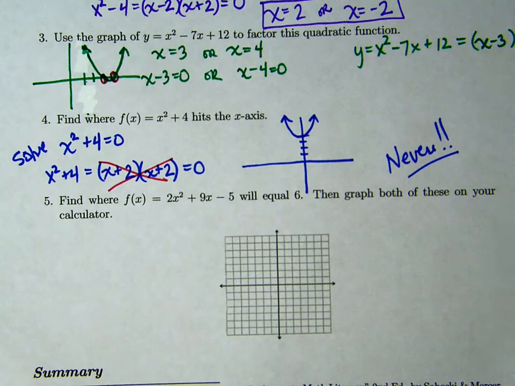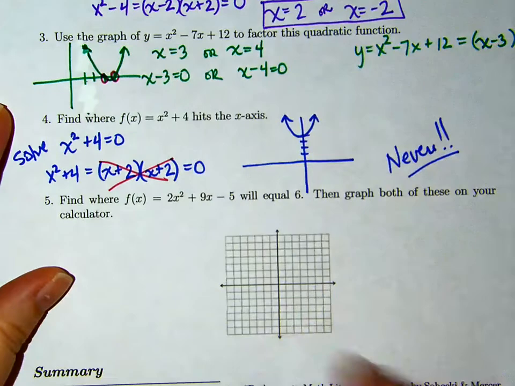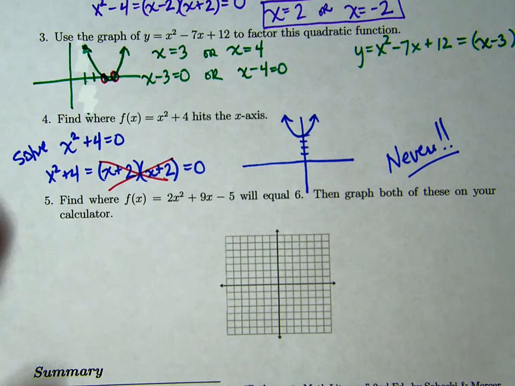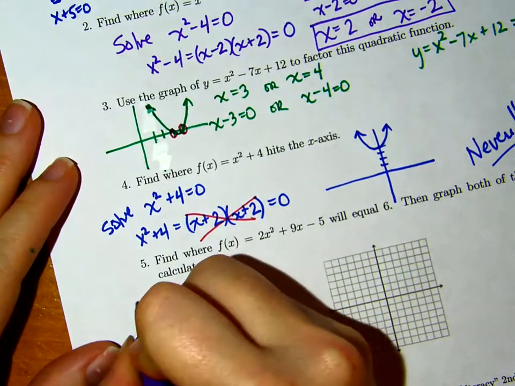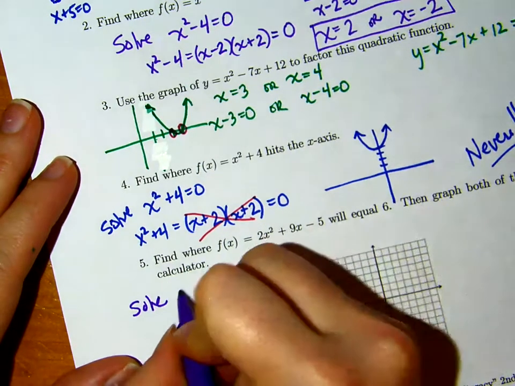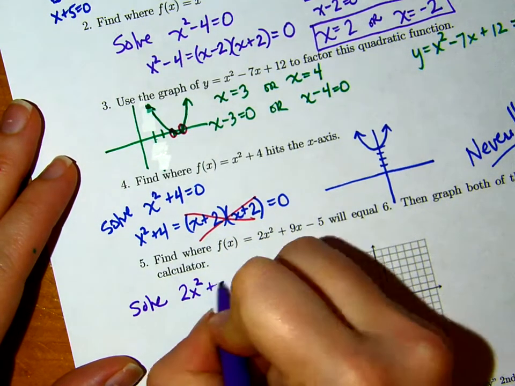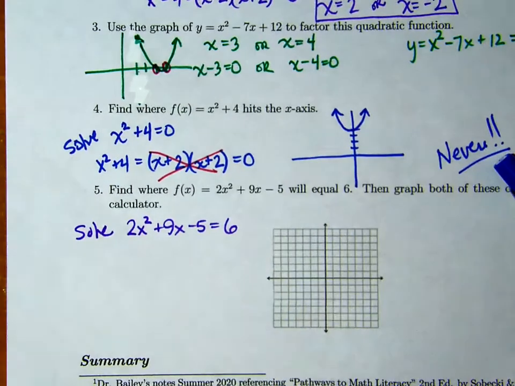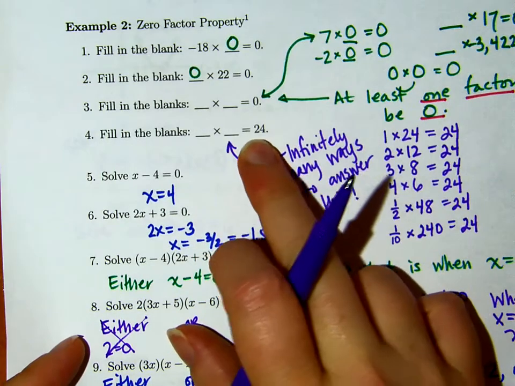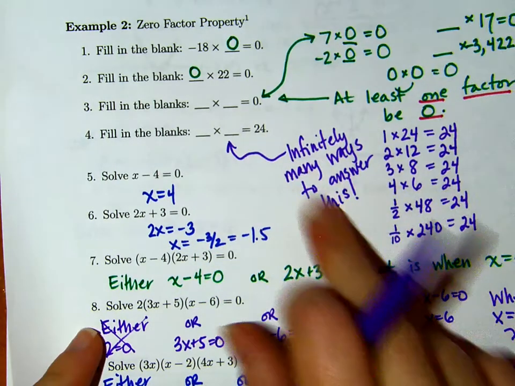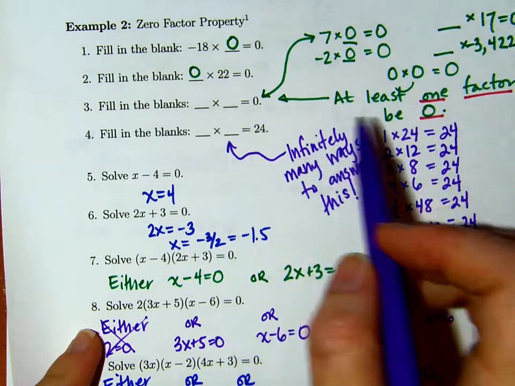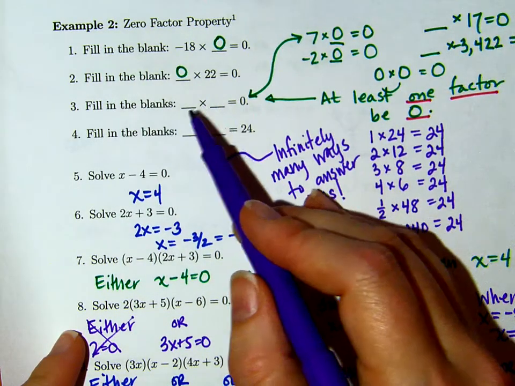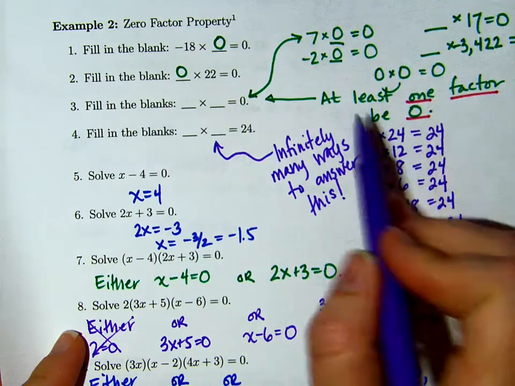Oh, tricky, tricky. Let's see. So, we need to solve 2x squared plus 9x minus 5 is equal to 6. But, there's a really big but here. Remember, if two numbers were to multiply to 6, there would be infinitely many ways to do it, and we need to be able to use this, two factors that multiply to 0, in order to pin them down.